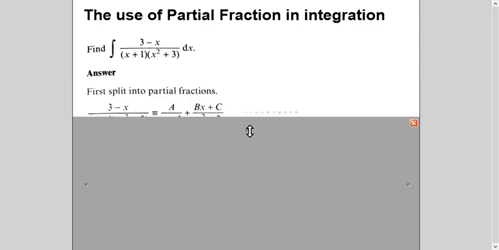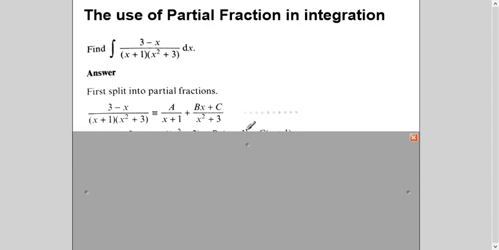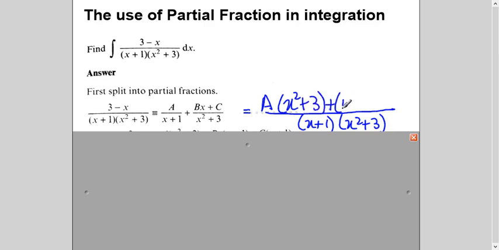So we know that when we write the decomposed form of this partial fraction, because of this linear function x plus 1, we write A, and because of this quadratic function, we write Bx plus C. After that, we will take the LCM on this side, and it will become x plus 1, x squared plus 3. This A will multiply by x squared plus 3, and this Bx plus C will multiply by x plus 1, right?